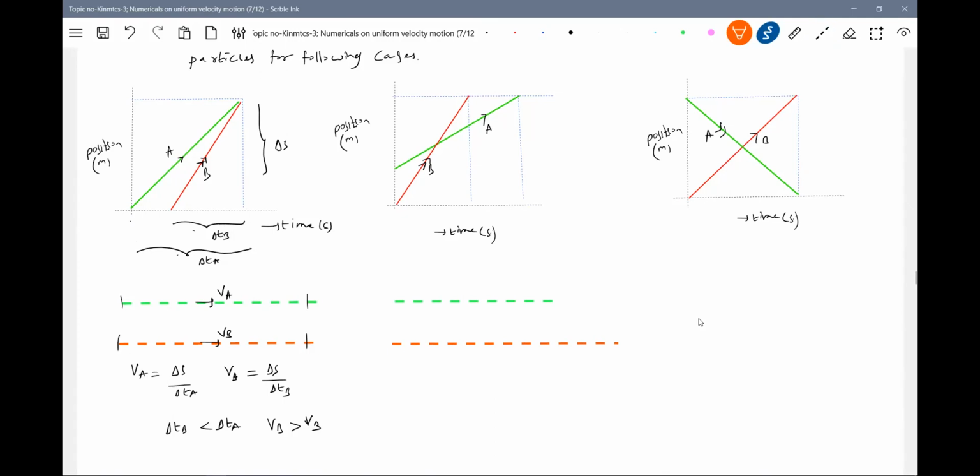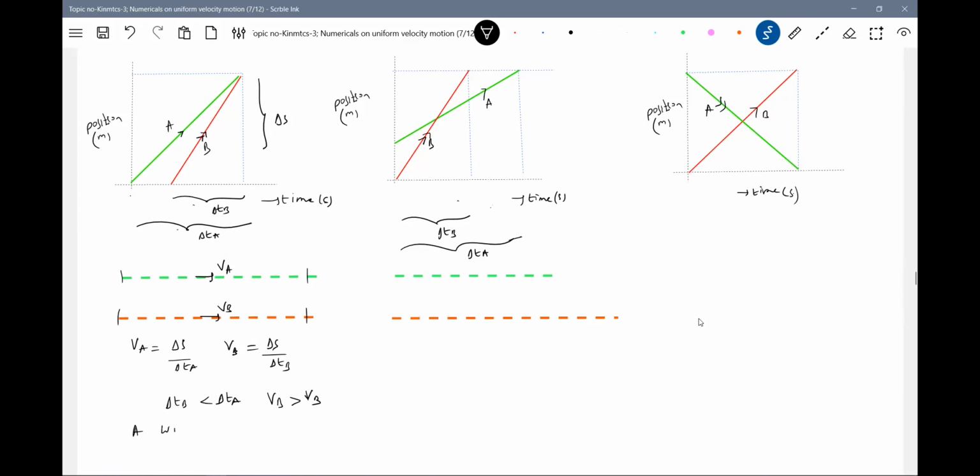So the times of journey of both are different. This is delta TB. Both will start simultaneously in this case. So A will start earlier. A will start earlier than B. Both are having the same displacement, but the speed of B is greater than A. Now what happens here? Both will start the same, but with more displacement, B will overtake A.